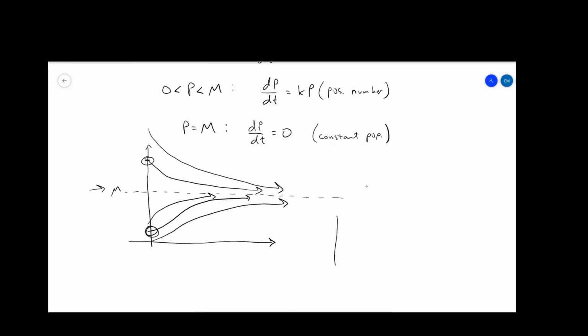Guess what happens if you see something like this, where you have your M value here, you start here, and suppose that your solutions all do this, head away from that line. If you see that, this line would then be called an unstable equilibrium.